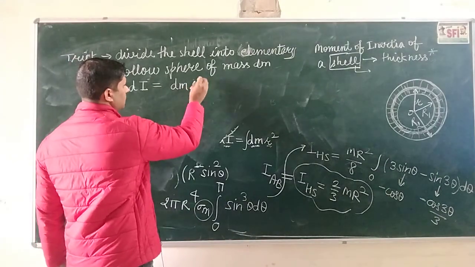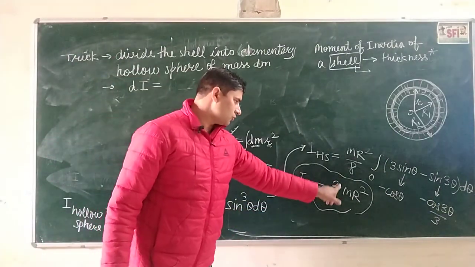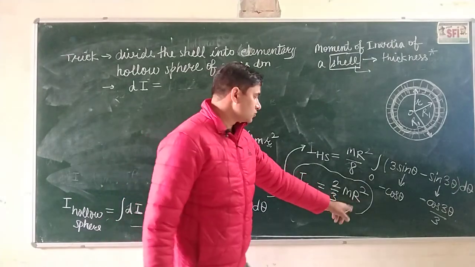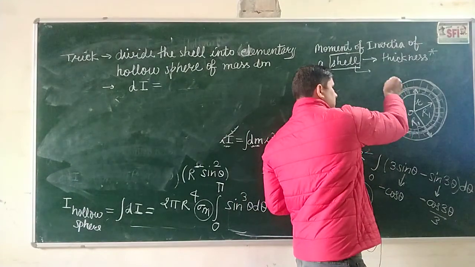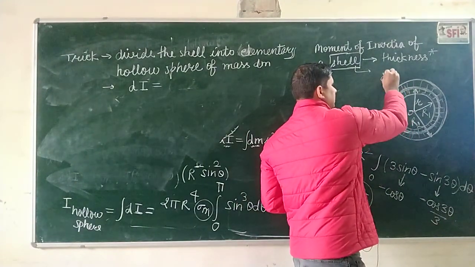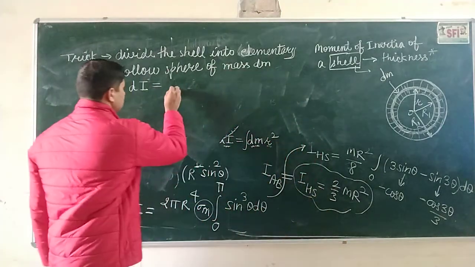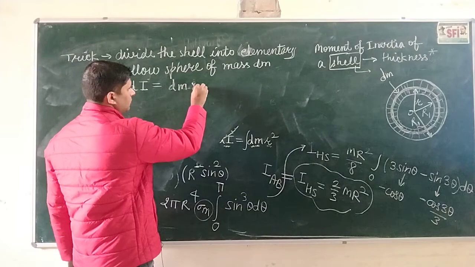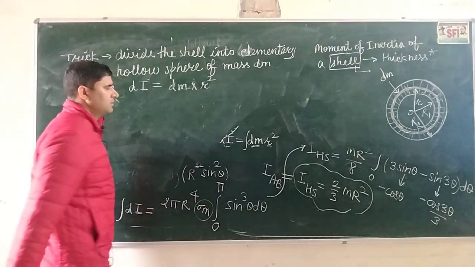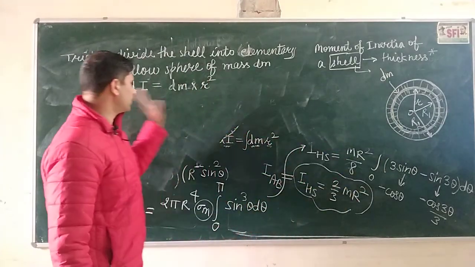dm into r square. You see, the moment of inertia of a hollow sphere is 2/3 mr square. So here the radius is small r, and the mass of this hollow sphere is dm. So here the relation will be dm into r square, and r varies from r1 to r2. So you are to integrate it.